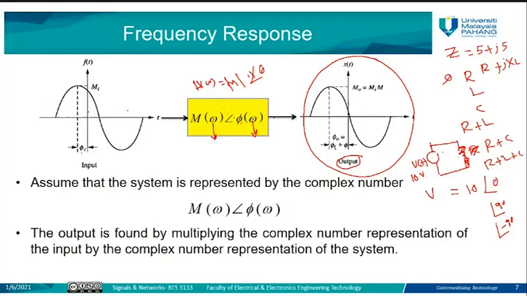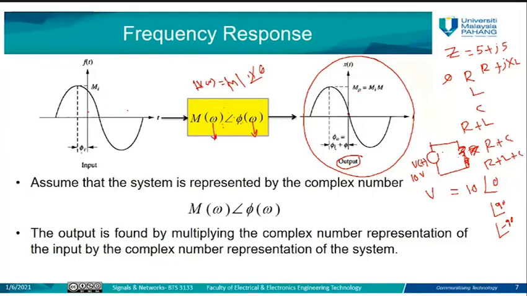So as we can see here, the input sinusoidal signal and the output signal have different phases because of the phase of the components inside the system. If you have RL, RLC, whatever, it will affect the phase of the output signal. Also for the magnitude, maybe it will be the same.